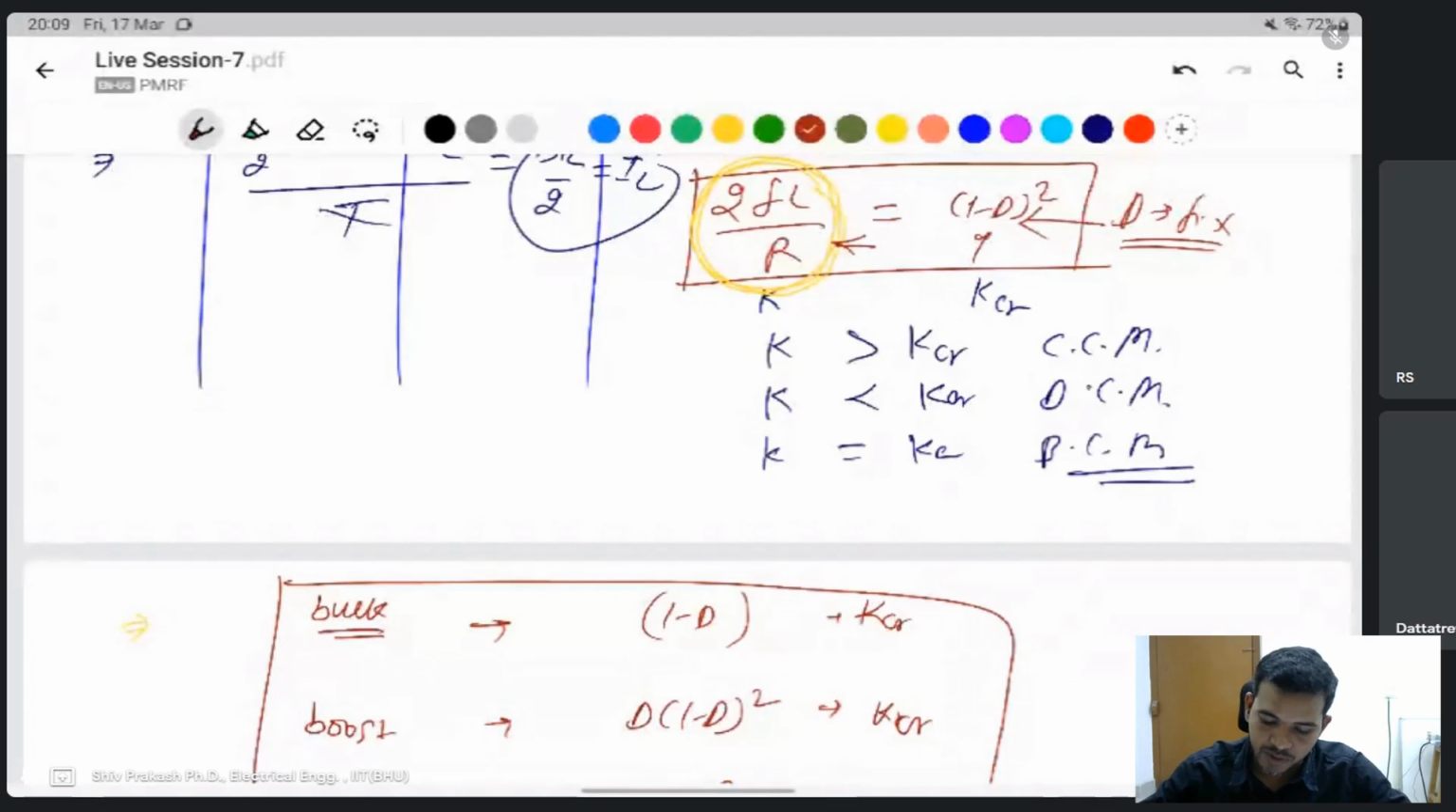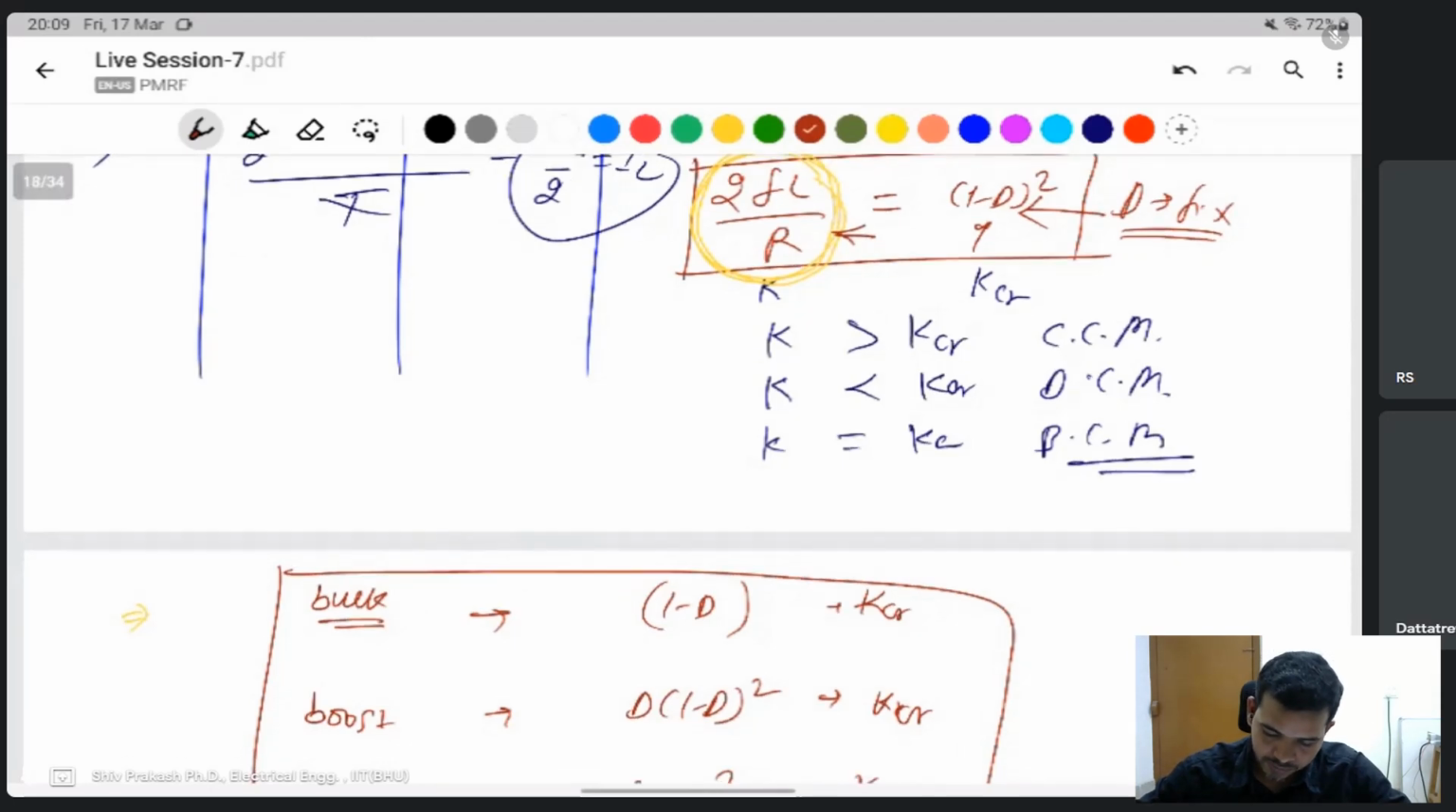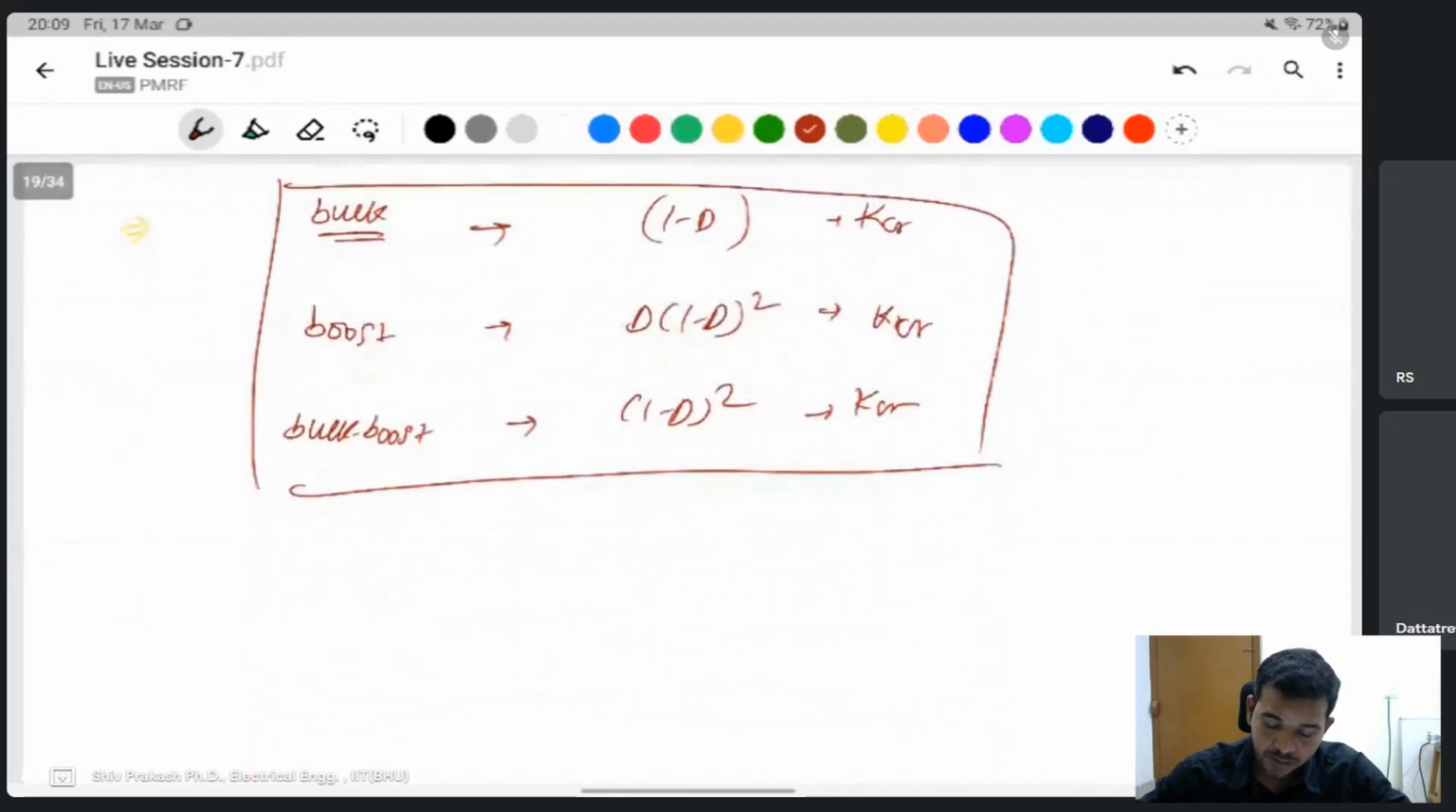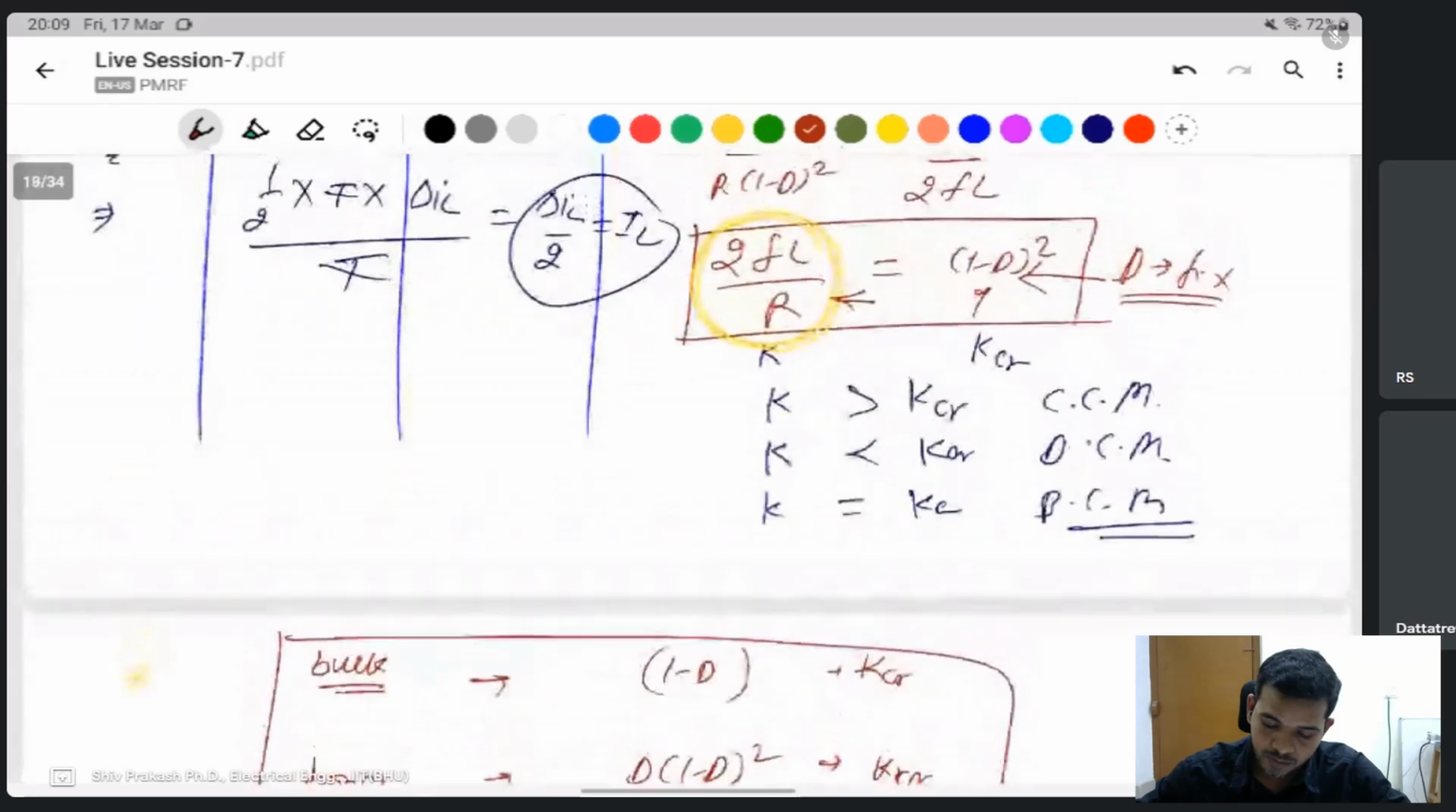But if it is exceeding or less than that, it means we go to discontinuous conduction mode. Then the whole analysis is different. The output voltage is different, the output current is different, and the inductor current is also different. Everything is different. Okay, fine, sir.